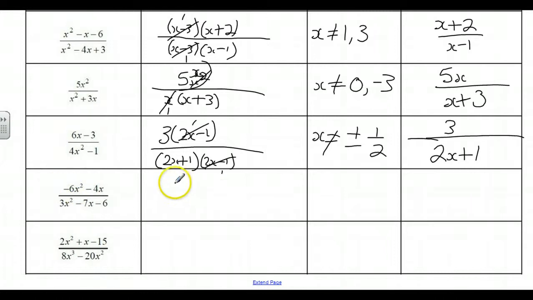Step 1, factor. Okay, I see 2x. Matter of fact, I'm going to go with negative 2x, giving me 3x, right? That gives me negative 6x squared, plus 2. That gives me minus 4x. Check, check, check, check. Always check factoring.